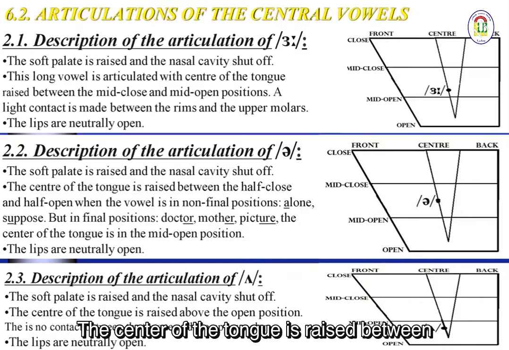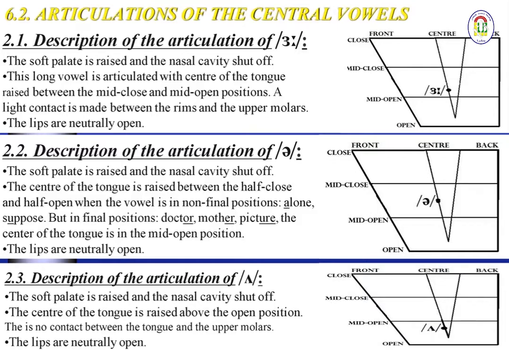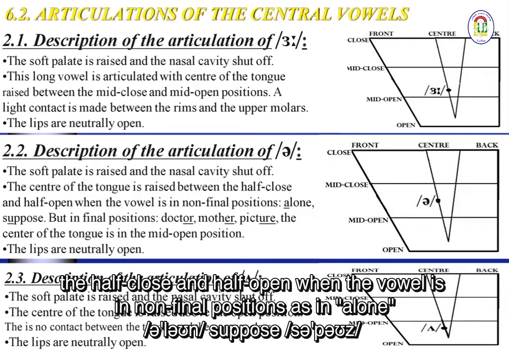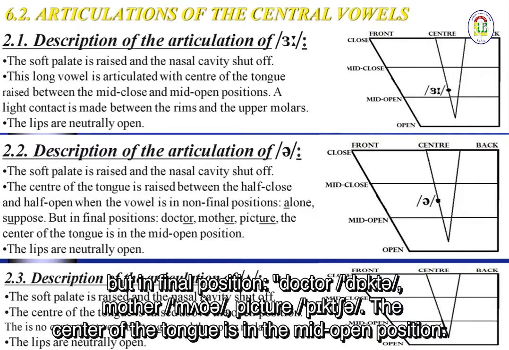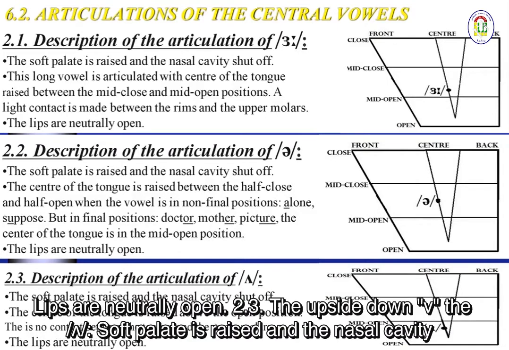Schwa: we have the soft palate raised and the nasal cavity shut off. The center of the tongue is raised between the half closed and half open, when the vowel is in non-final positions, alone, suppose, but in final position, doctor, mother, picture, the center of the tongue is in the mid-open position. Lips are neutrally open.